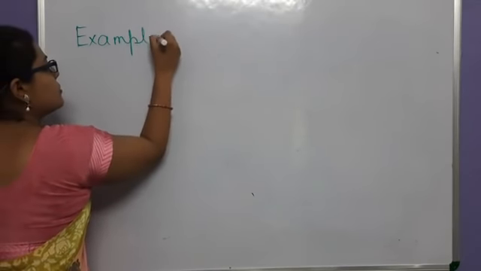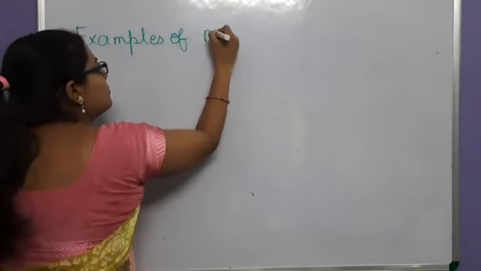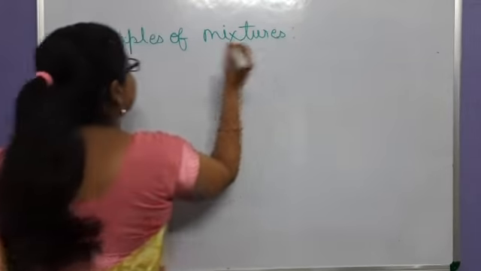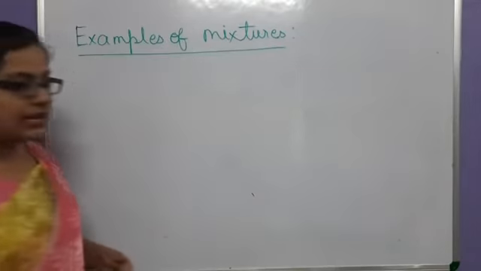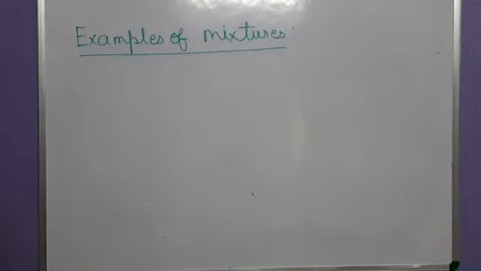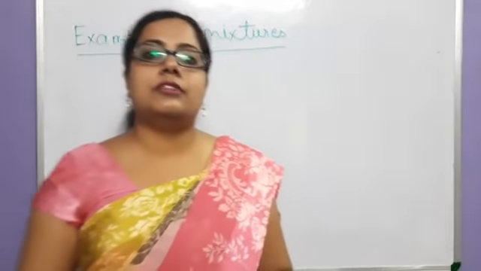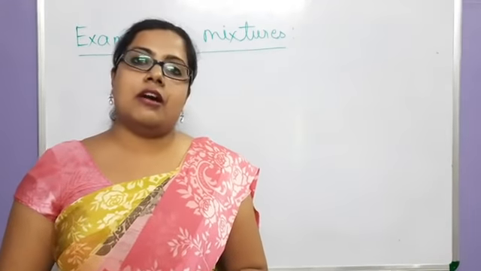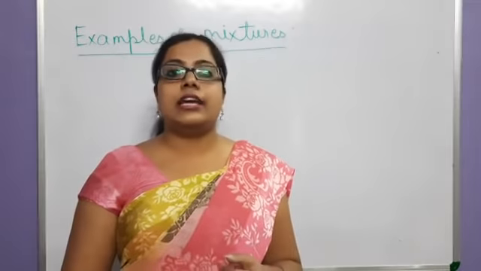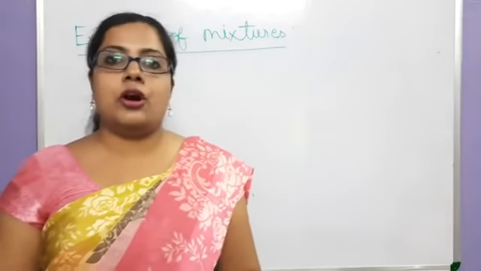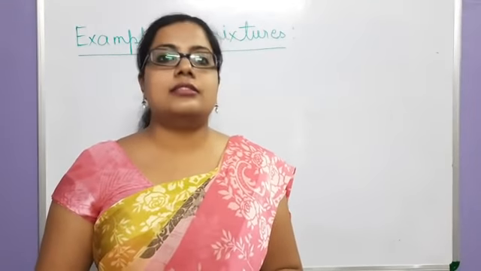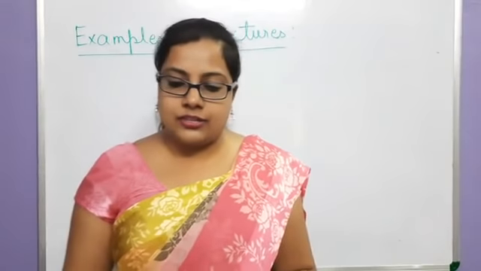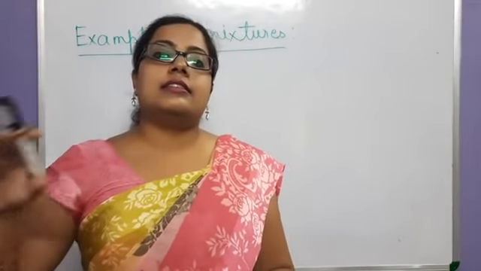Examples of mixture. Okay, so what I have told right now, there are various types of mixtures around us. Some of the mixtures are naturally found and some of the mixtures are man-made. So let's talk about some of the naturally found mixtures. Just now I have talked about air. It is a naturally found mixture of various types of gases such as oxygen, nitrogen, carbon dioxide, water vapor, noble gases, etc.